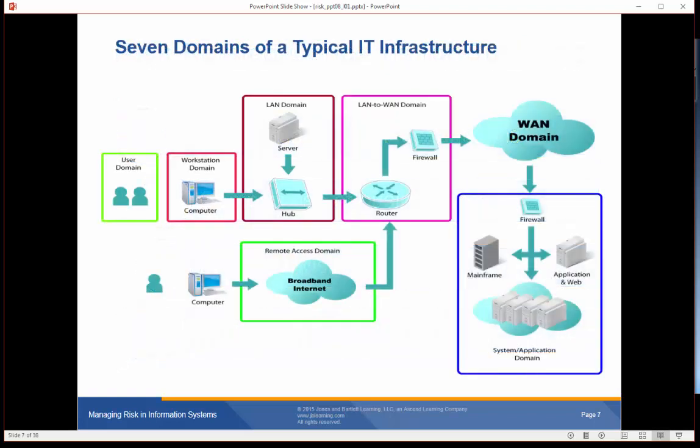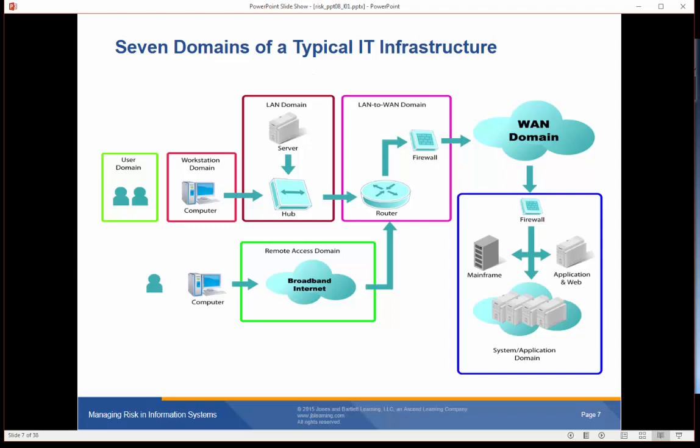All right, so the 7 domains of a typical IT infrastructure. As we mentioned earlier, this was something that we were going to touch on, and you will find this throughout the duration of this course. We'll refer back to the 7 domains of a typical IT infrastructure.